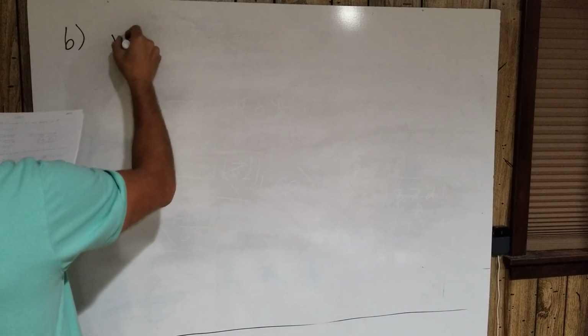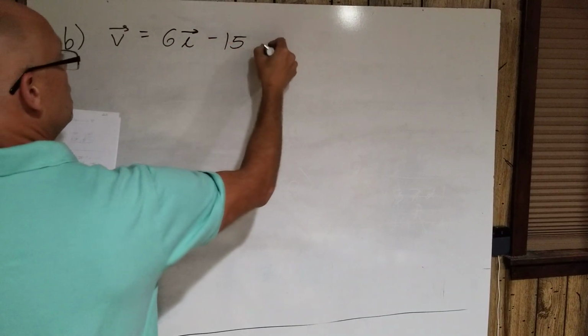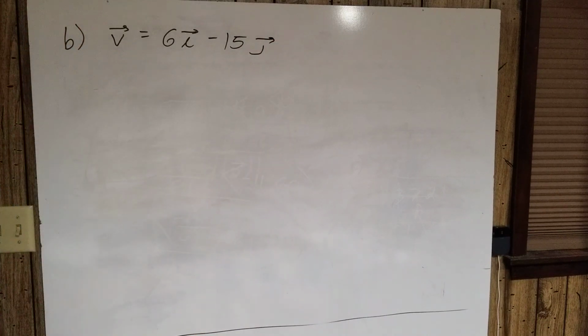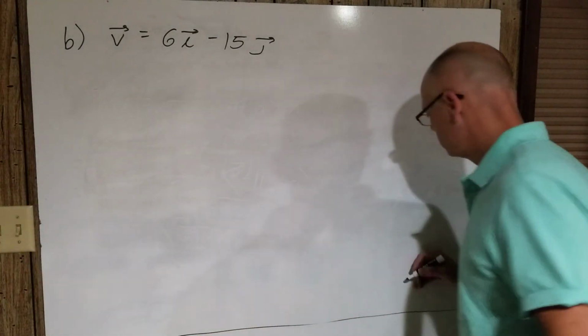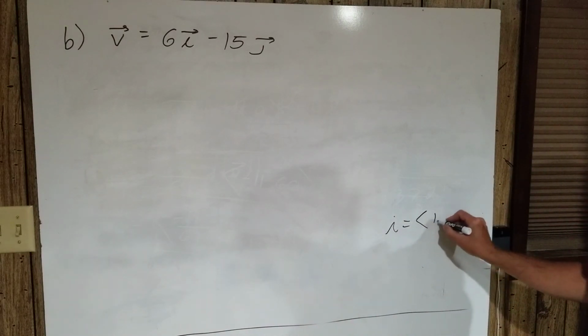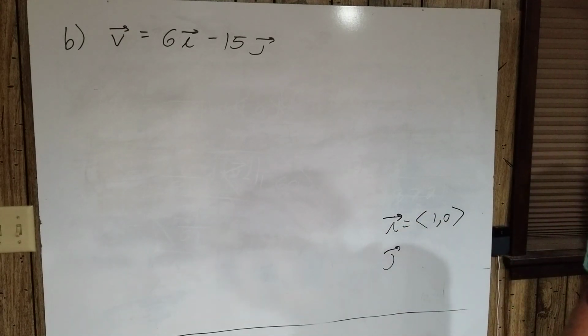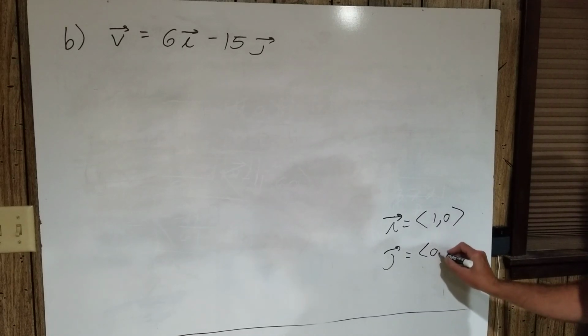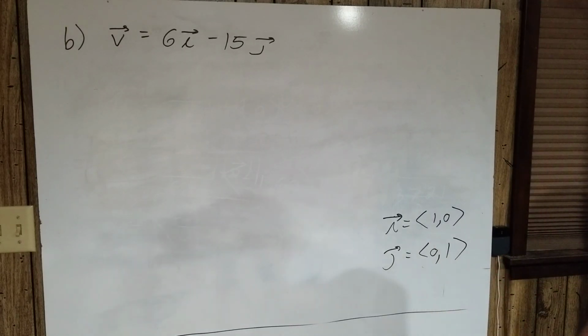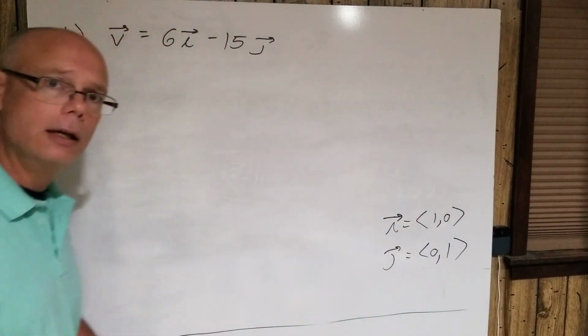B, we're going to have vector V is equal to 6i minus 15 times vector j. Oh, why do they want to do this? Everything's going smooth. All right, remember what i and j were, okay? What was i? In component form, i was 1, 0, right? What was j? Actually, let me put the bar over it. The indicator's a vector. Vector j was given by the component 0, 1, right? Those were the unit vectors in standard position going along the x and the y axis.